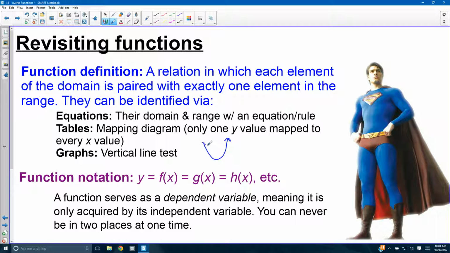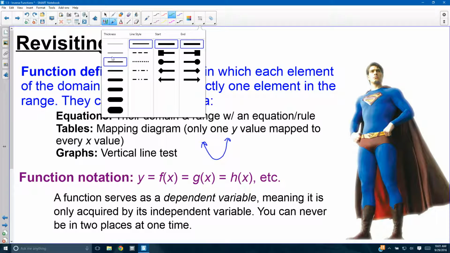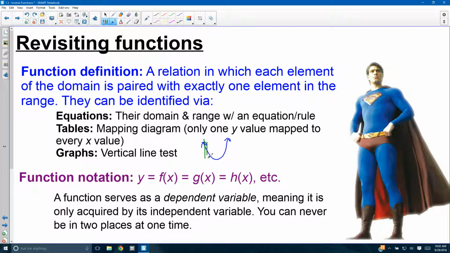I have a parabola or something here. If I draw a vertical line at any one point here, it should only be hitting one point uniquely and specifically. If it passed two different points anywhere, then it's failing that vertical line test, and then you have more than one element in the range paired with just one element in the domain.